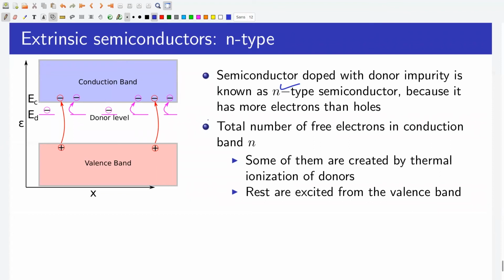Say in a phosphorus doped silicon, the total number of free electrons in the conduction band is equal to N at some finite temperature. Some of the electrons in the conduction band are created by thermal ionization of the donors, as shown by purple arrows in this diagram. The rest are excited from the valence band, as shown by the red arrow in this diagram.